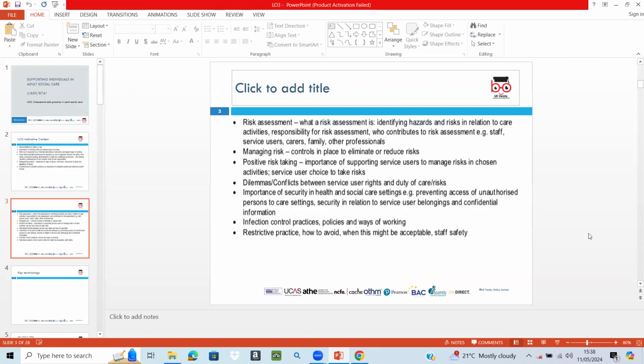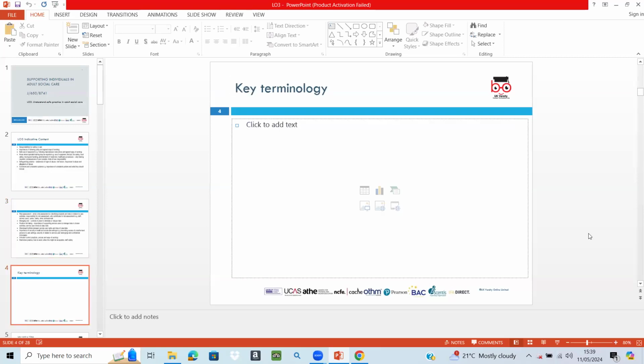For example, preventing access of unauthorized persons to the care setting, and security in relation to service user belongings and confidential information. Then infection control practices, policies, and ways of working. Then we have restrictive practice, how to avoid it, when it might be acceptable, and staff safety. So these are all the important bits which we need to discuss in learning outcome number 3. Now we'll move to the next slide.